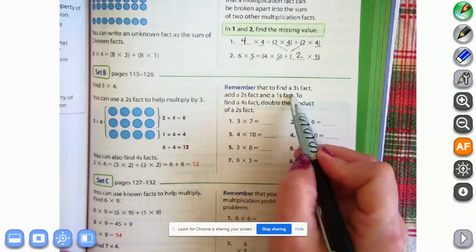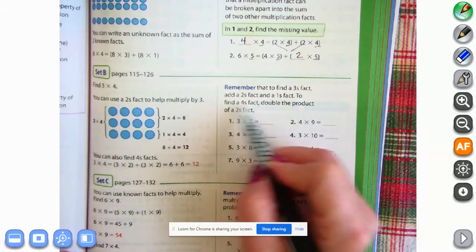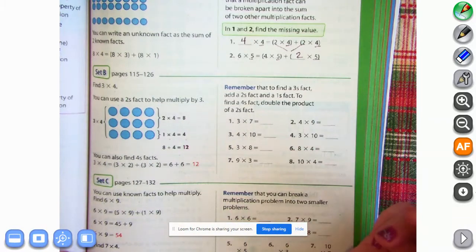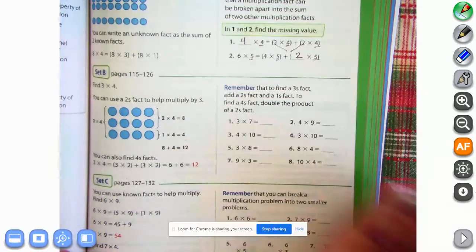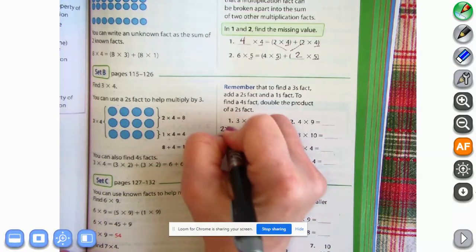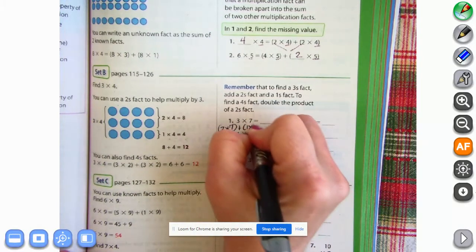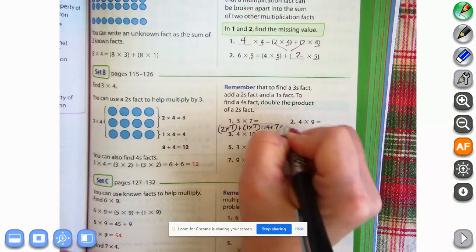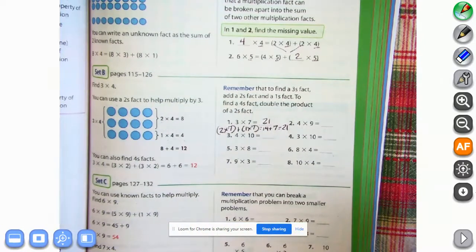Remember that to find a 3's fact, add 2's facts and a 1's fact. To find a 4's fact, double the product of a 2's fact. So these are the lessons we've done already. So if we have 3 times 7, if we don't know the answer to that, we can do a 2 times 7 plus a 1 times 7, which is equal to 14 plus 7, which is 21. Okay.